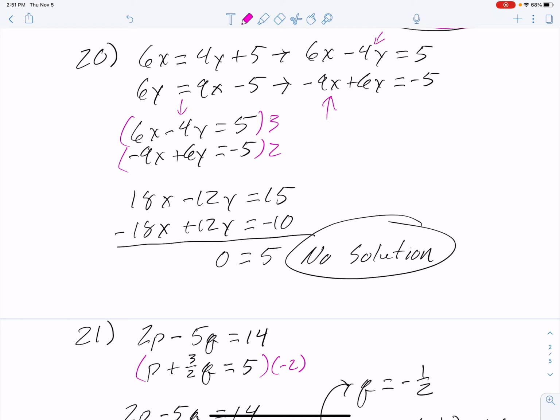So a common multiple of 4 and 6 is 12. You could have used 24. I used 12. So I multiplied my first equation by 3, my second equation by 2. I distribute to all my terms. And then inadvertently, x's cancel, y's cancel, and I get a false statement. Now remember, if you get a false statement while solving an equation, the answer is always no solution.